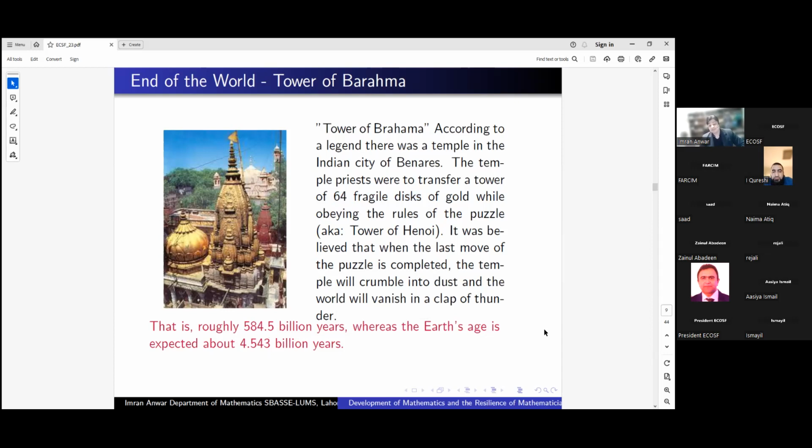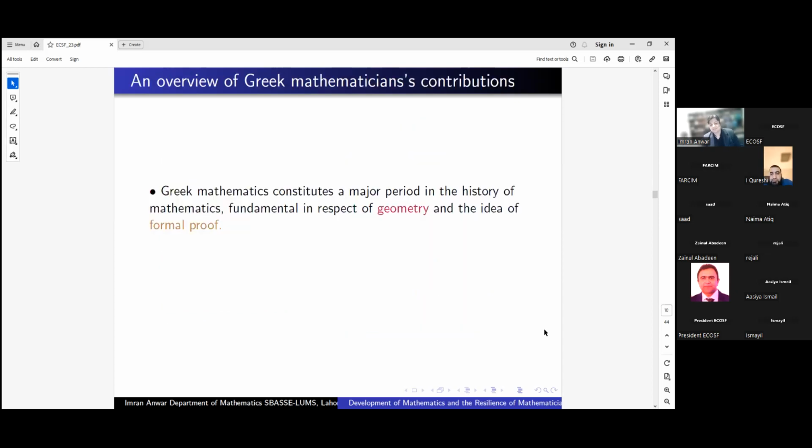But anyway, the good thing is that people were trying to address the question when they didn't have a calendar or a timepiece. They tried to understand the lifespan of the earth by using a mathematical way.